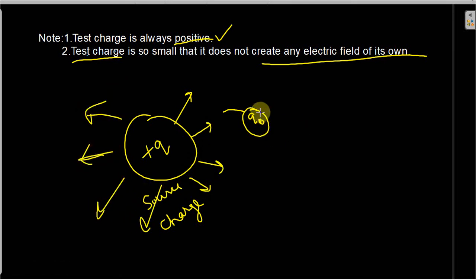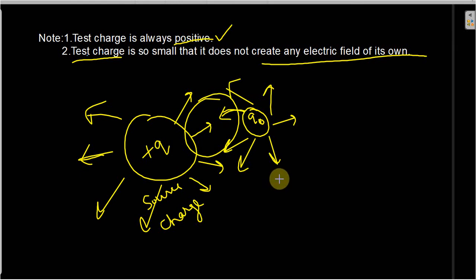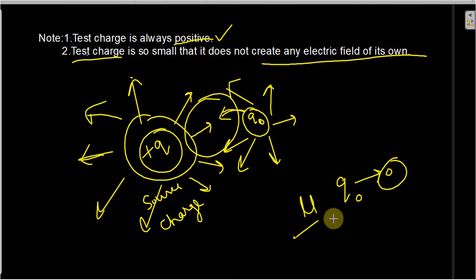If both are bigger charges, if Q naught has a larger value, then this charge will also create its own field lines, and what will happen? It will try to disturb the field lines of the first charge, and we cannot find the exact value of force. We cannot find the strength of the field produced by the positive Q charge. So that's why we always take Q naught approximately near to 0. So Q naught limit tends to 0. It means the test charge is very small, so that it cannot disturb the electric field produced by the first charge. Otherwise we will not be able to measure the strength of force, right?